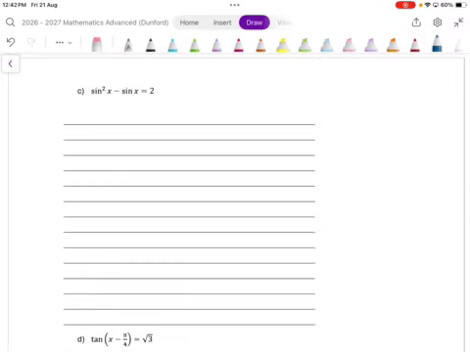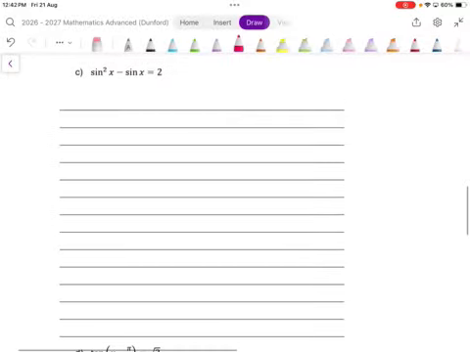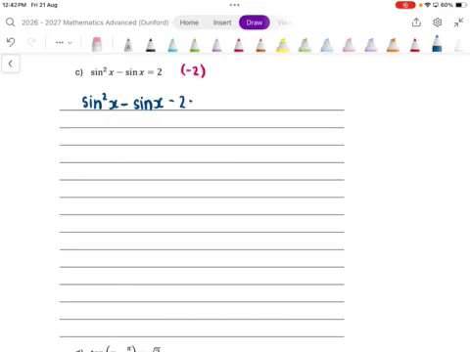Okay, the next example, we have sine squared x minus sine x equals 2. Now, we had questions with sine squared minus sine x in yesterday's questions, which we didn't explicitly go over. So we're going over them now. Okay, what we want to do first is we want to minus that 2 to the other side. What we will have is sine squared x minus sine x minus 2 equals 0.